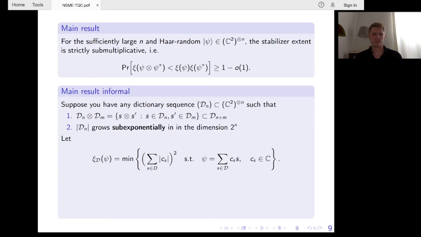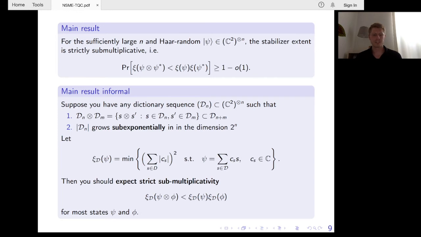So what do we do? Once again we consider some input psi. We express it as a linear combination of the words in the dictionary, and we minimize the absolute values of the expansion coefficients c_s and square them. And then, as you may now guess, if you want to investigate multiplicativity of this dictionary sequence, you will probably get the same as in the case of stabilizer states. So you should expect strict submultiplicativity.